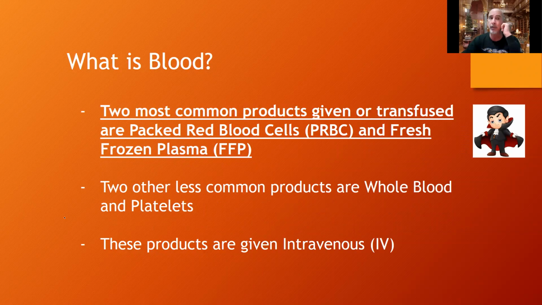The 2 most common products that we do give are packed red blood cells. What we do there is when the centrifuge spins the blood down and separates the red blood cells, that's what they do at the blood bank. It only contains about 25% of the original plasma in it. So basically, we're just concentrating the red blood cells. And I'll explain why that is.